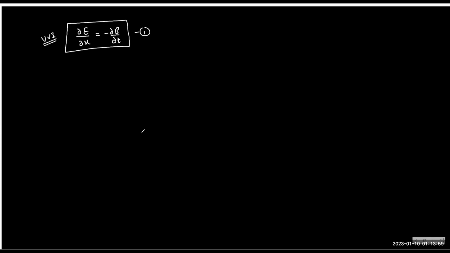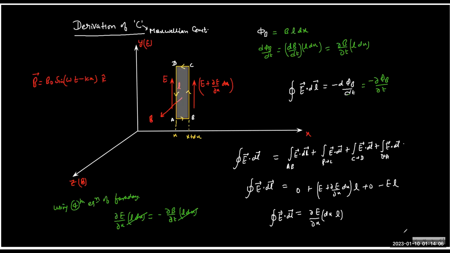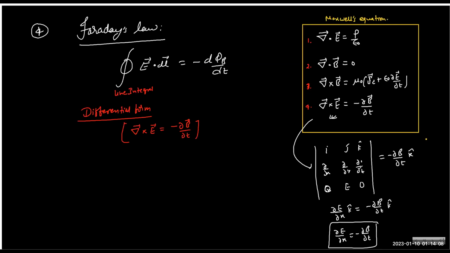Sir, while finding the determinant, wasn't it an i cap? No. The i cap will give you this. I, j, k. Because E is a function of X actually, if you differentiate with anything else, it will be 0, right? Yes. That's right.